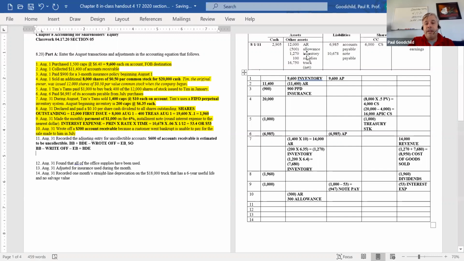And our beginning balance from up here is 500. And remember, that's a negative. And then we have to reduce it by a negative 300. And then subtract out the 600, and we end up with 400 bad debts expense.